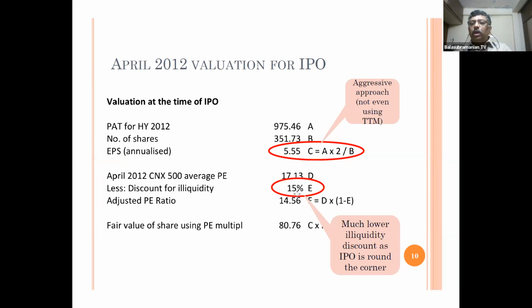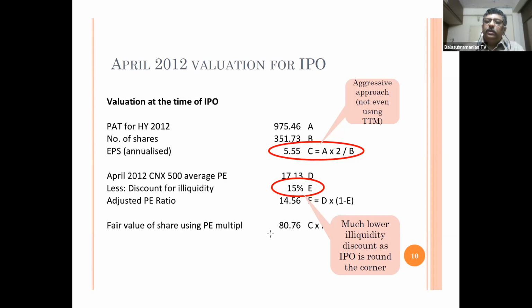And a much lower liquidity discount being adjusted at that point, primarily because of the company going in for IPO. Alternatively, they could have taken trailing and maybe no liquidity discount because they are going in for an IPO. That's what comes to close to 80 rupees. So this shows clearly how there could be a significant variation in the way you approach the valuation depending on the purpose.